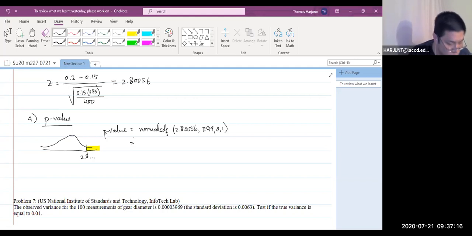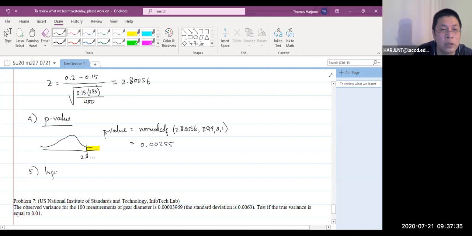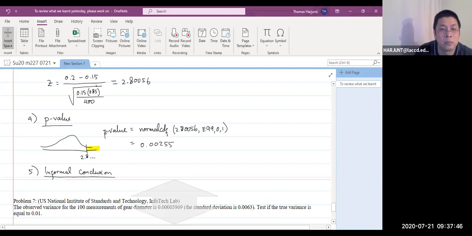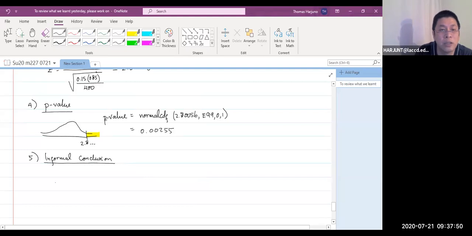What will this be? So normal CDF. I get 0.00255. Ooh, that's small again. So that's informal conclusion. Informal conclusion will still be rejecting null hypothesis. So far, we always reject null hypothesis, huh? But that's not always the case, though. If that's always the case, what's the point of doing hypothesis testing if we know the end story already? No, it's not always true.